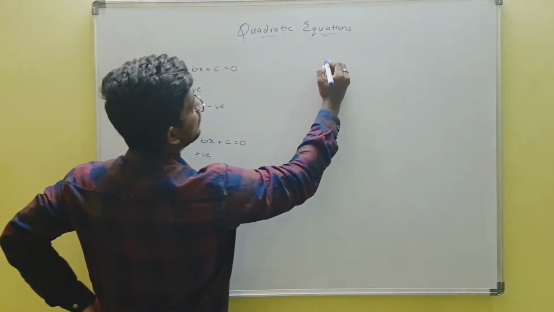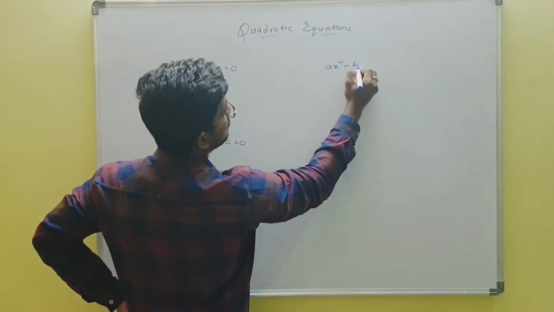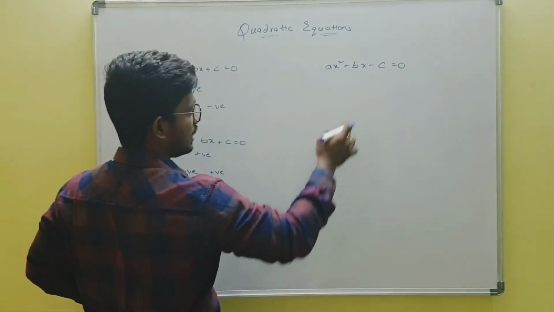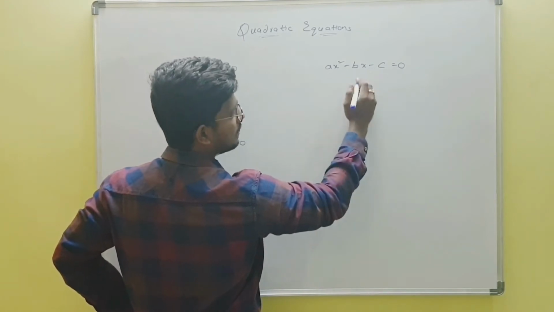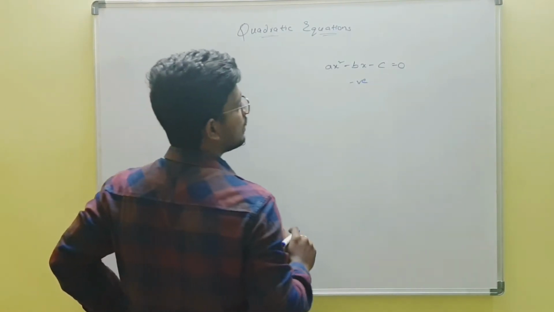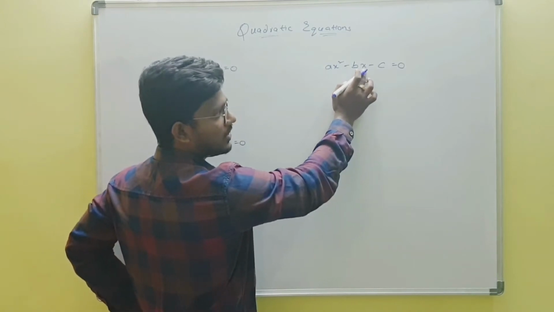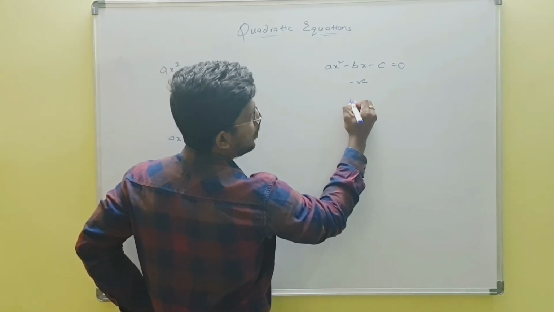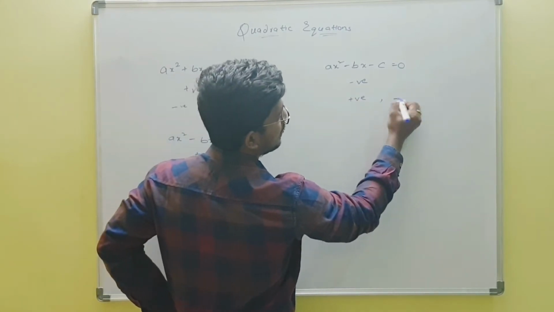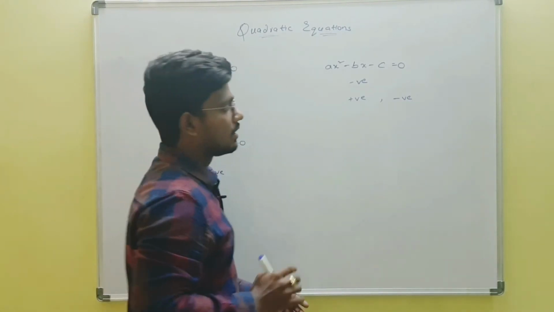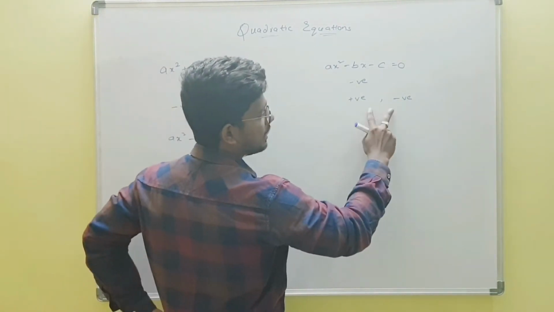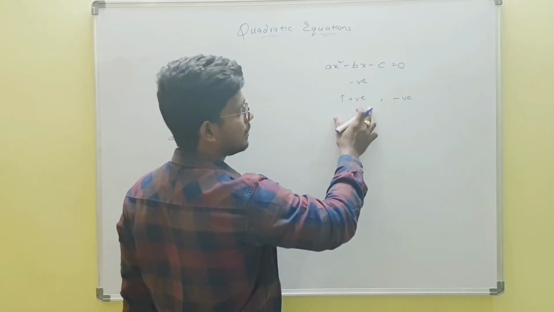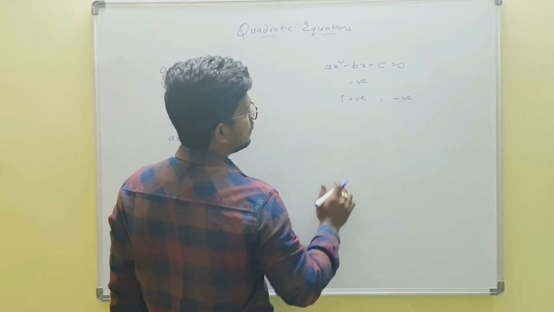And in other case, if ax square minus bx minus c is equals to 0, in this type of equation, the product of a and c is negative, and the coefficient of x is also negative. In this case we get one root as positive and the other root as negative. But the greater root will be of positive symbol and the lesser root will have negative symbol.